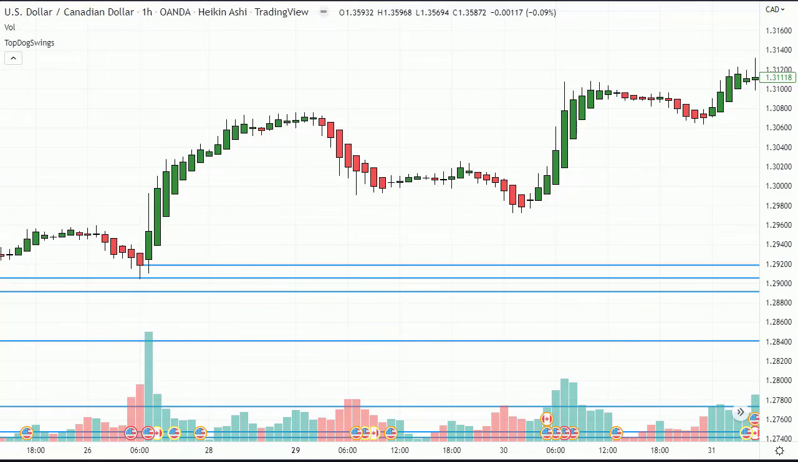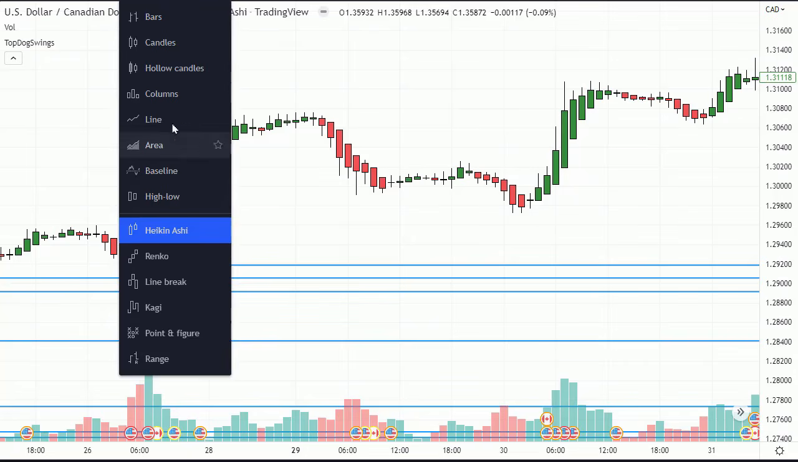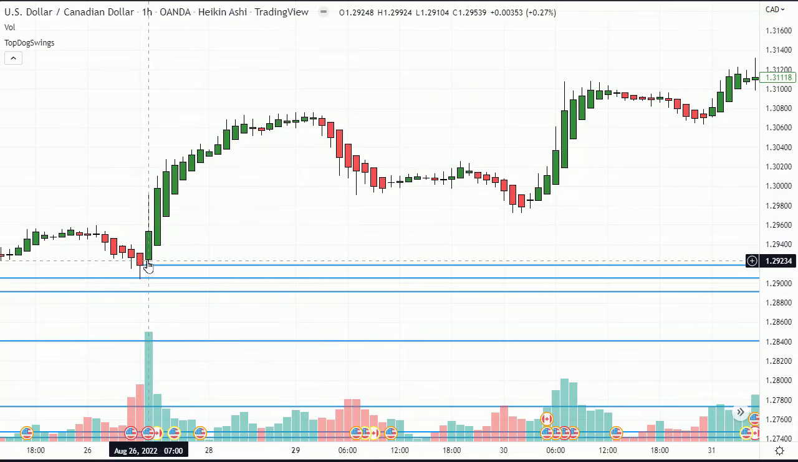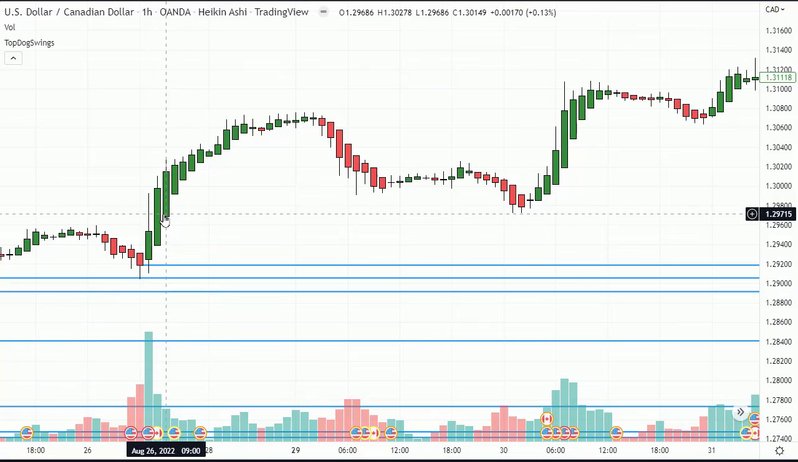Now, here's the dealio. The special secret sauce here is we're using heikin ashi bars. This is TradingView, by the way, but there's a lot of different trading platforms that have different types of bars. So instead of using Japanese candlesticks, we're using heikin ashi. I'm not going to explain all the details of that. You can look that up on the interwebs. But what's cool about it is it just simplifies trading in this way.